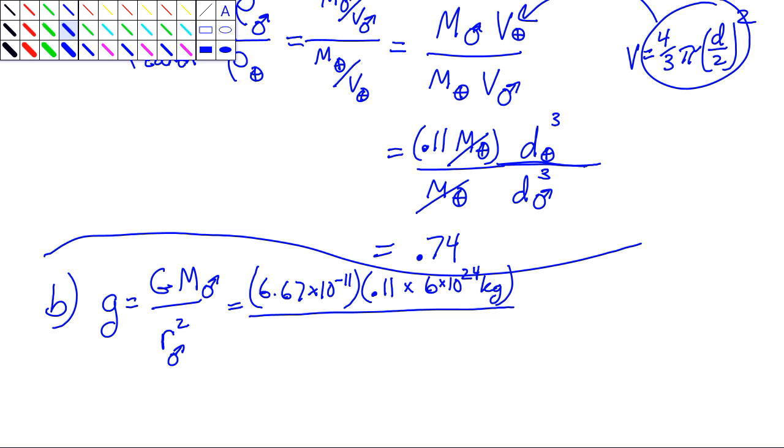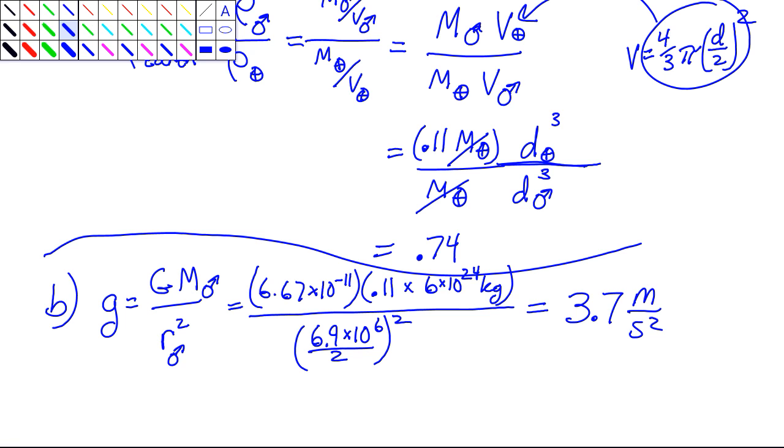Divided by the radius, let's see, 6,900 kilometers, which is 6.9 times 10 to the 6th, divided by 2, because I need to get the radius, squared. And that gives me an acceleration on Mars of 3.7. So a little less than half that of the acceleration due to gravity on the surface of the planet Earth.